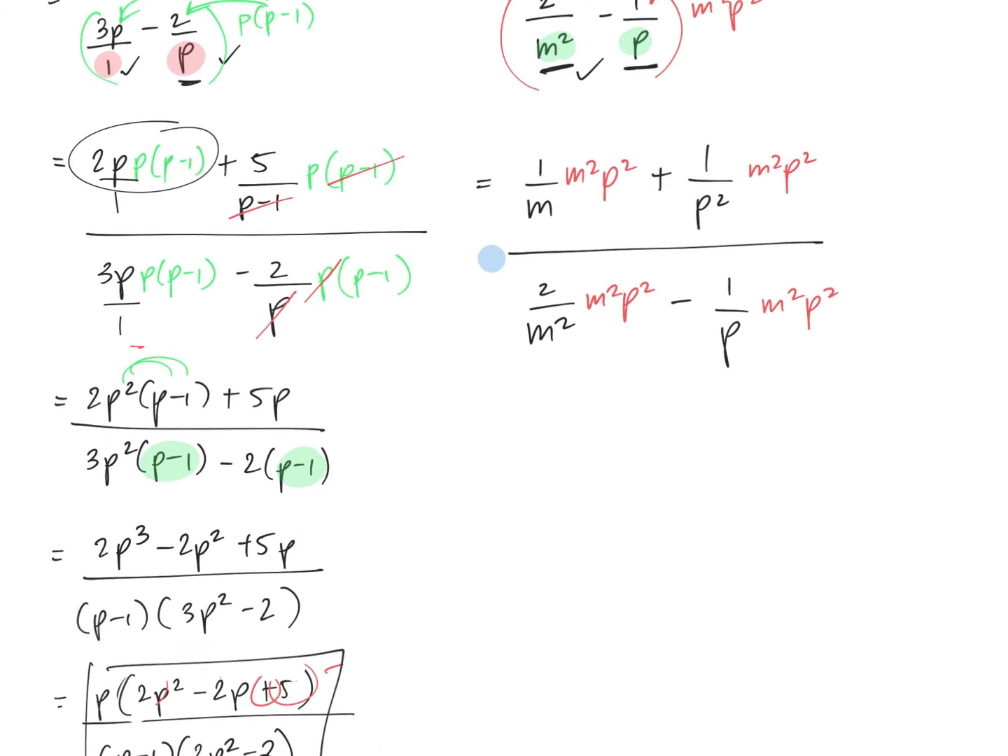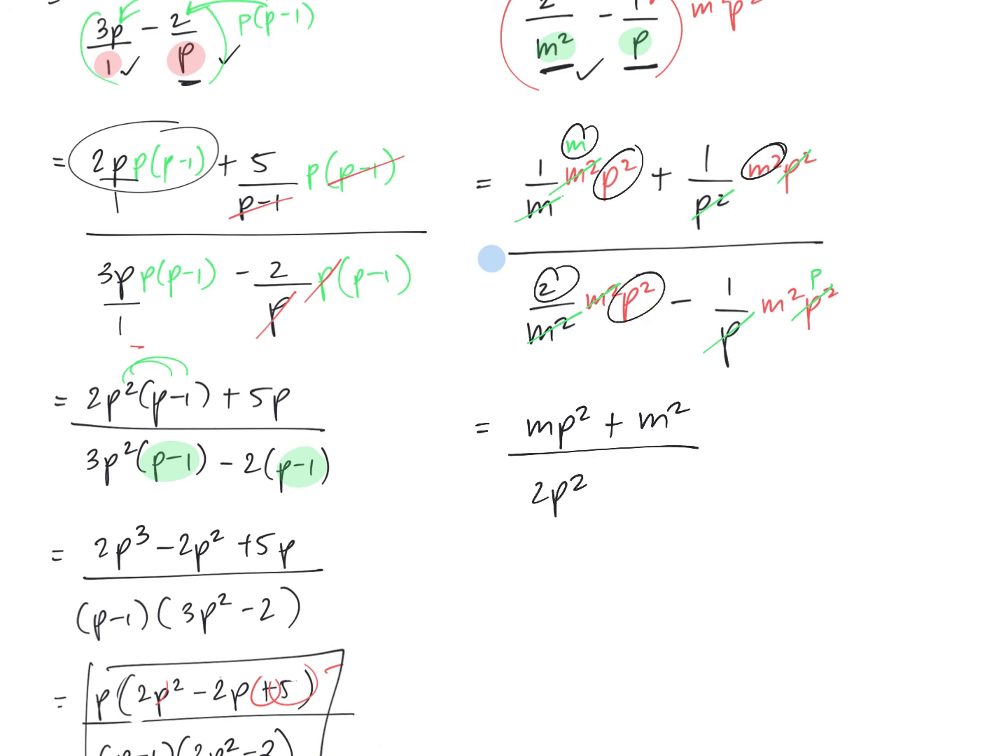All right, so we went ahead and distributed that out. Let's go ahead and simplify and see if we have any fractions left. The m squareds cancel, p and p. All right, what do we have left? mp squared plus m squared all over 2p squared minus m squared.